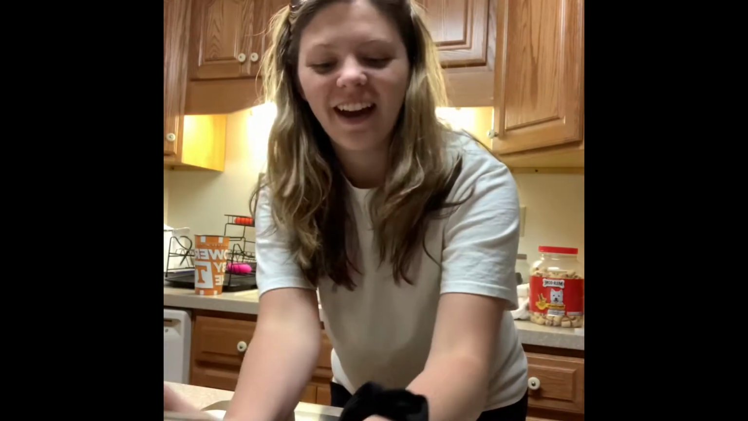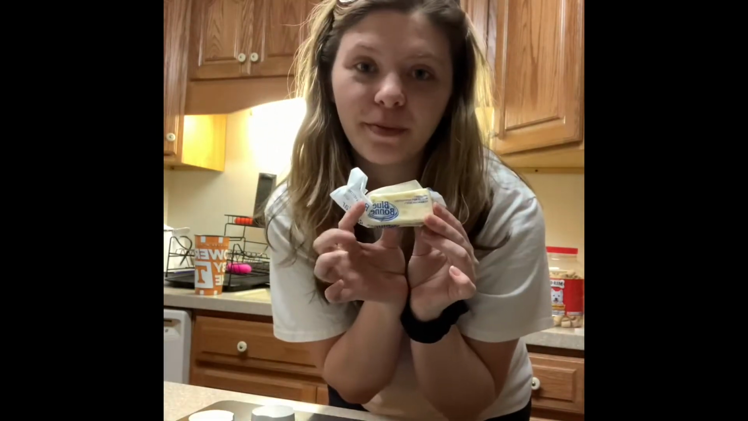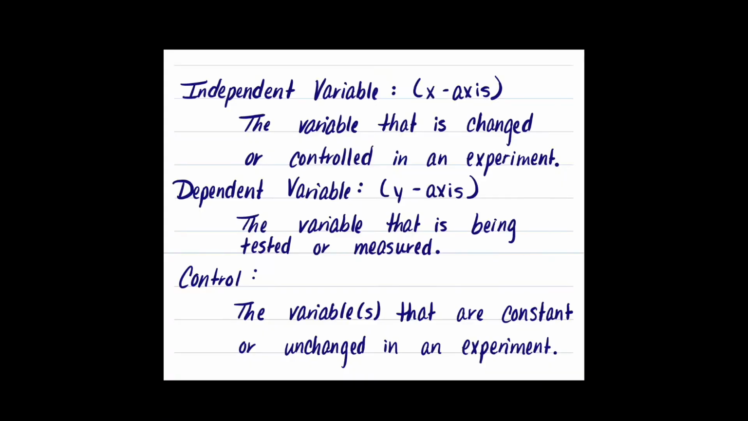So first off, I need to gather my supplies. So I have my Country Crock butter, and then I also have some Blue Bonnet butter. But before we start the experiment, we need to go over some of the key points of an experiment. So every science experiment contains factors that are called variables. These are things that can be changed.